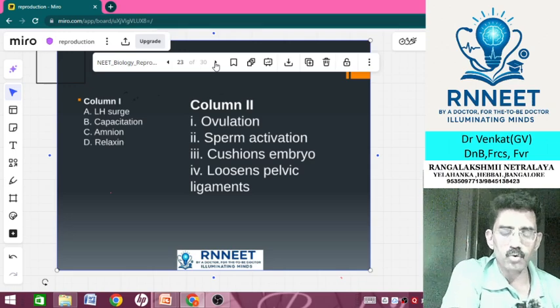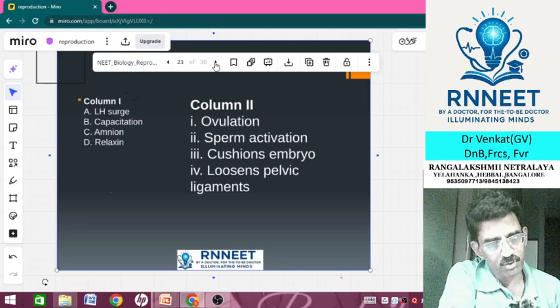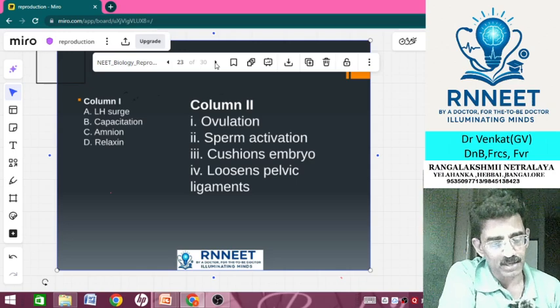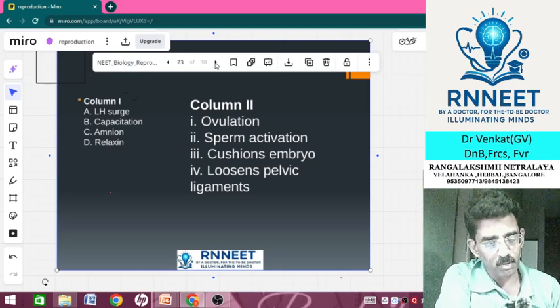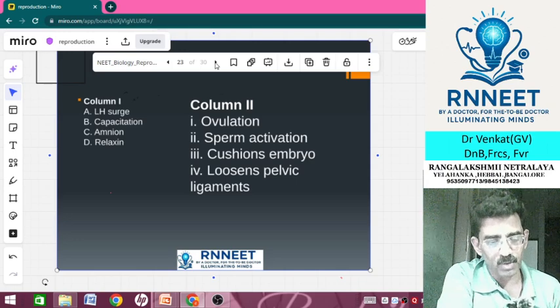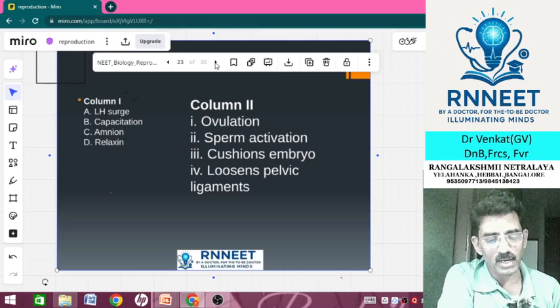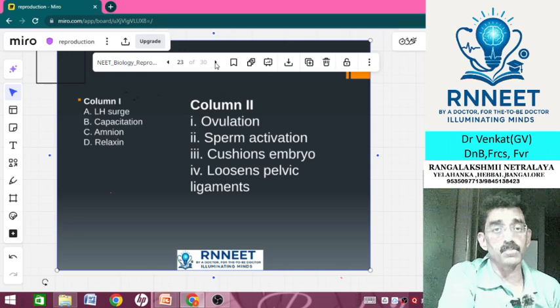We'll look at the next question. You see again to match the following, column 1 and column 2. Column 1 says 4 things: LH surge, capacitation, amnion, and relaxin. Column 2 tells you about ovulation, sperm activation, cushions the embryo, and loosens the pelvic ligaments. Okay, you know the hormone that is responsible for ovulation.